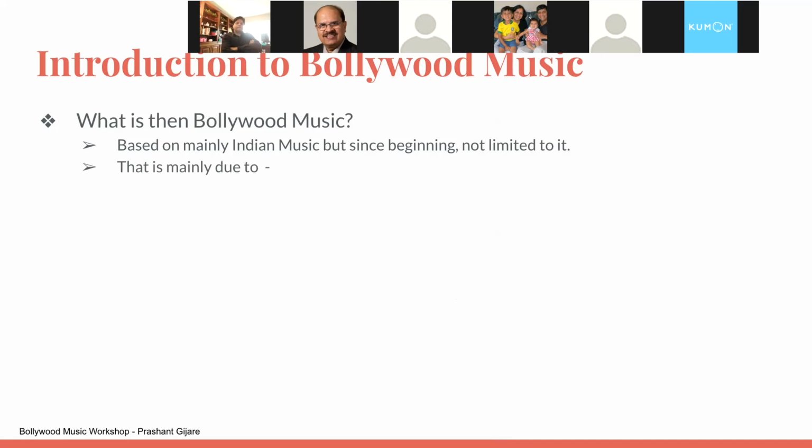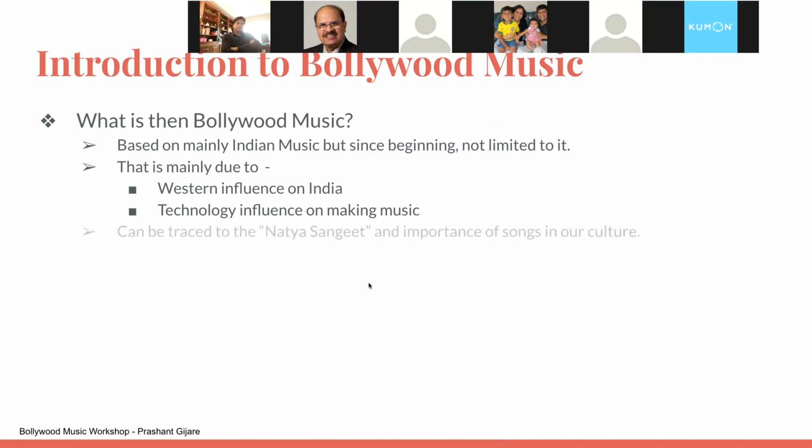So this is mainly because of the Western influence on India, British influence, and the other Western cultures, and then technology influence on how music is made. Right? When the cinemas came, how music was made was actually determined by the technology available at that time.